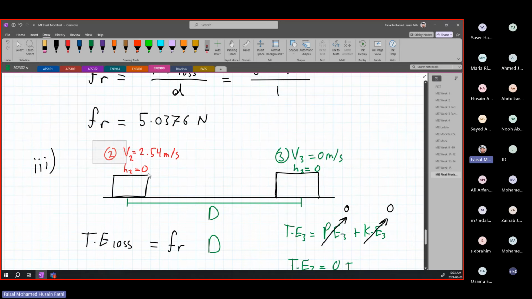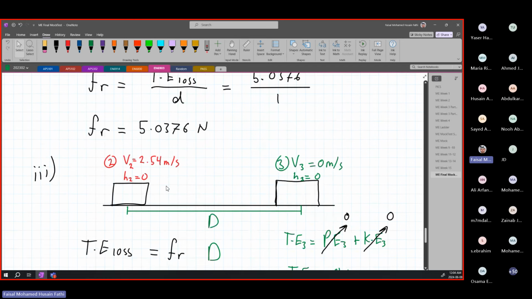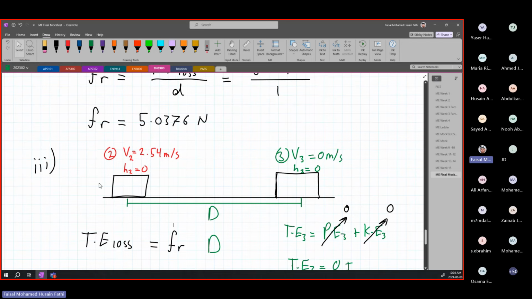How do we do that? First, we look at the phase before that. يعني when it reaches the ground, which is here, phase 2. This is when it starts from the ground. So this is our new initial phase. Initially, we had a velocity of 2.54 meters per second. Obviously, there's no height here.